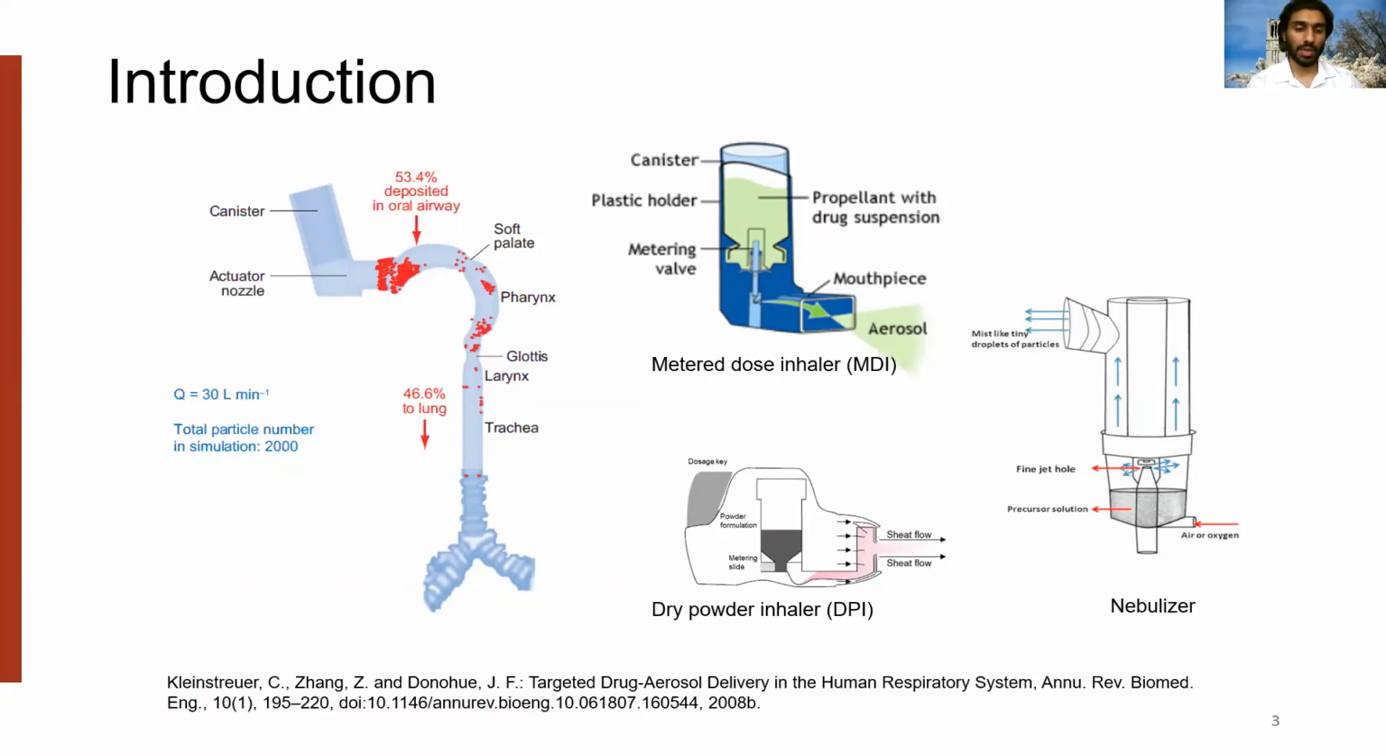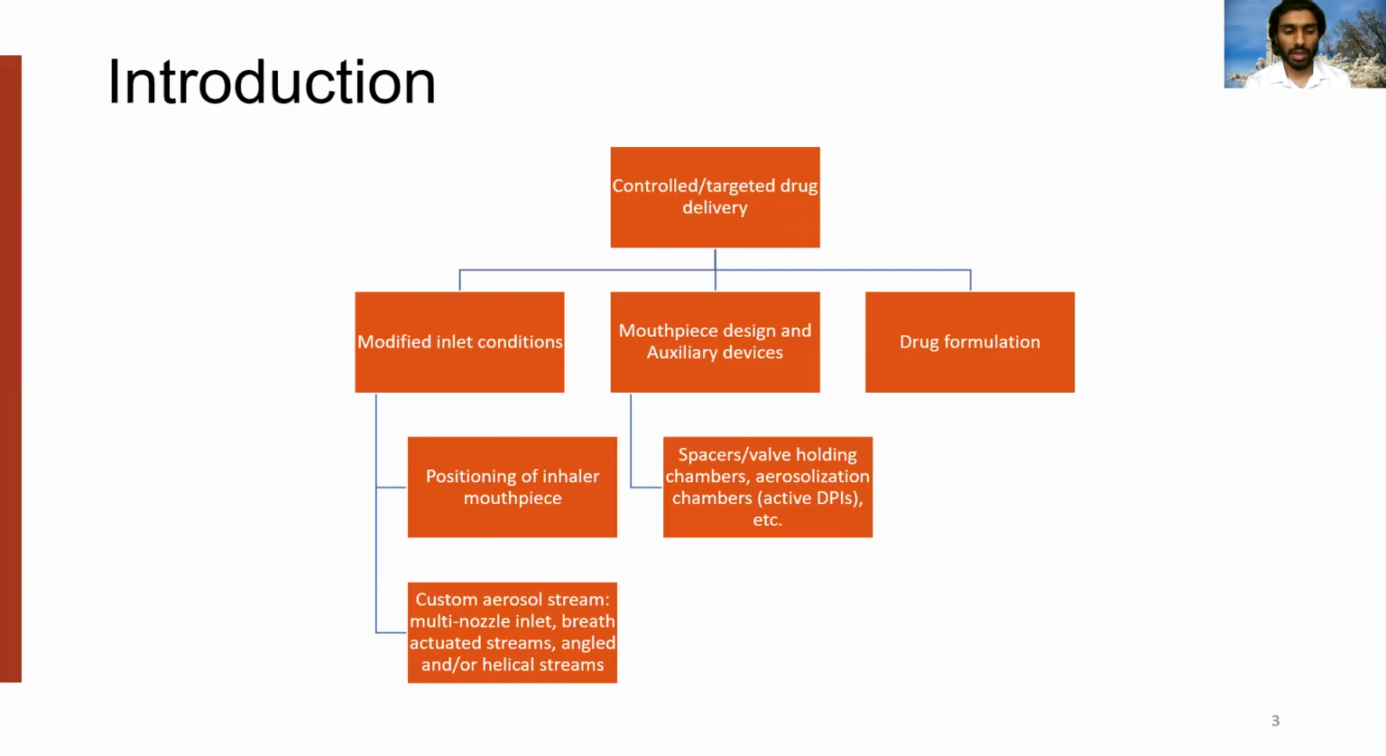This is observed in the first figure, where 50% of inhaled drugs are deposited in the oral cavity, leaving only around 40% for the deep lung. Controlled or targeted drug delivery can be effectively used to overcome such barriers. This can be achieved by modified inlet conditions, mouthpiece designs, auxiliary devices, and drug formulation. The present study focuses on modified inlet conditions, particularly with the use of helical aerosol streams.